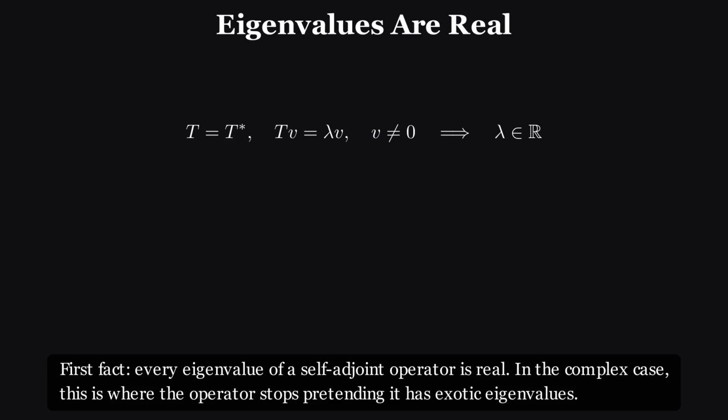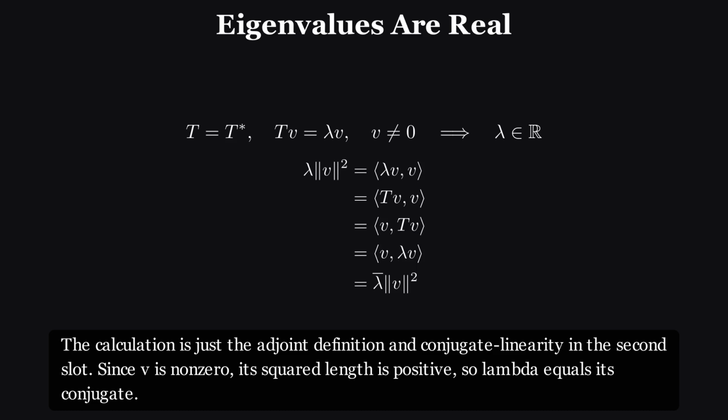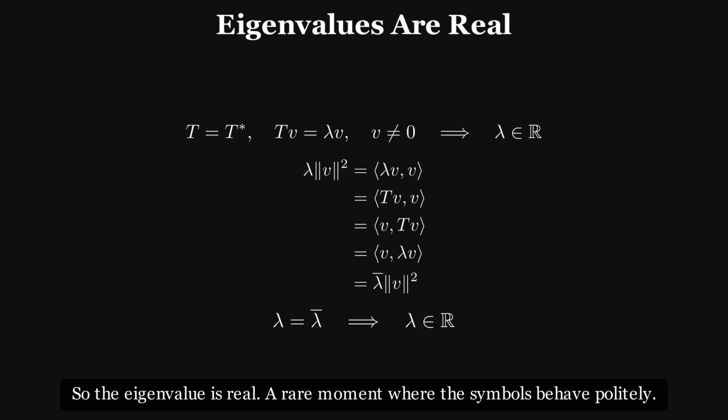First fact: every eigenvalue of a self-adjoint operator is real. In the complex case, this is where the operator stops pretending it has exotic eigenvalues. The calculation is just the adjoint definition and conjugate linearity in the second slot. Since V is non-zero, its squared length is positive, so lambda equals its conjugate. So the eigenvalue is real, a rare moment where the symbols behave politely.